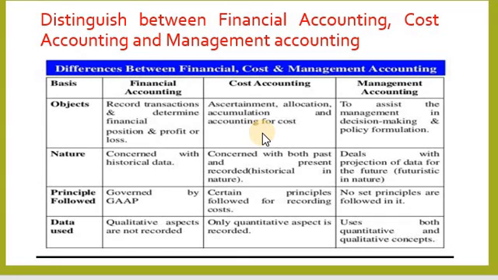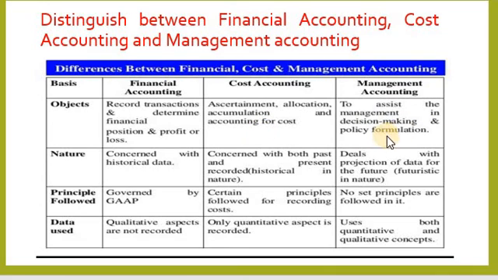Allocation of cost means allocation of cost in production. That means which branches have how much cost, whether the prime cost, the factory cost, the selling and distribution cost, or the office and administrative cost, they have to allocate. Then accumulation: accumulation means adding each and every stage's cost. Then they will find out the total cost of production. That is the objective of cost accounting.